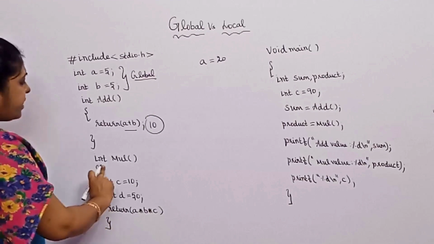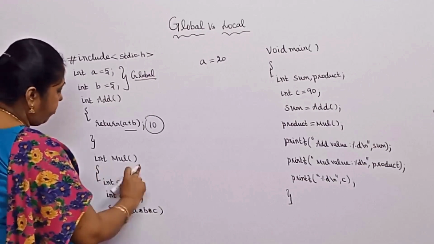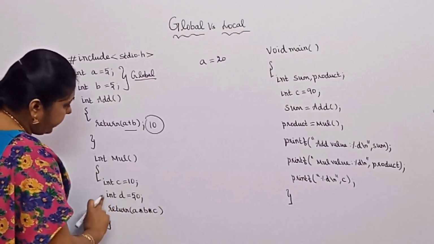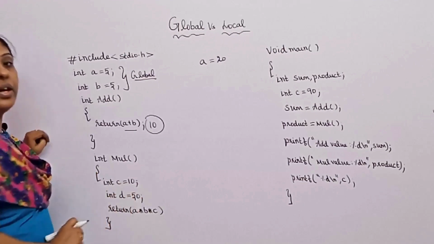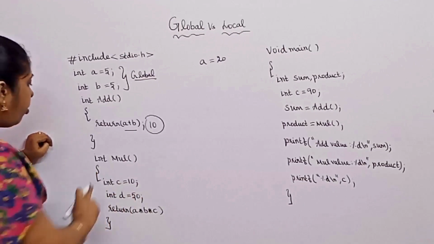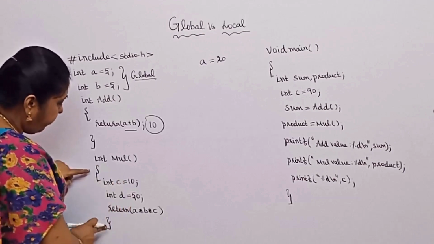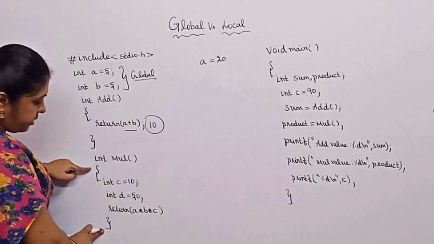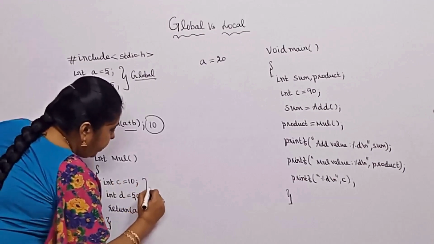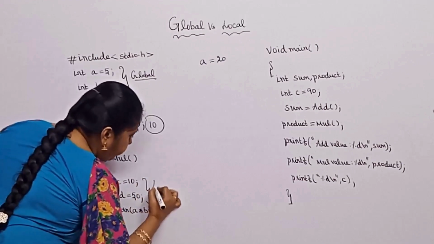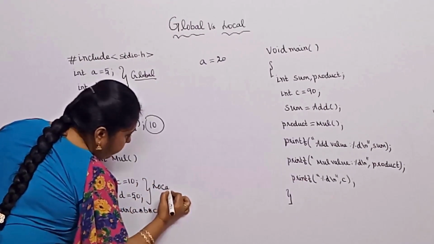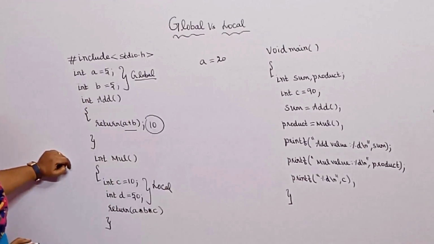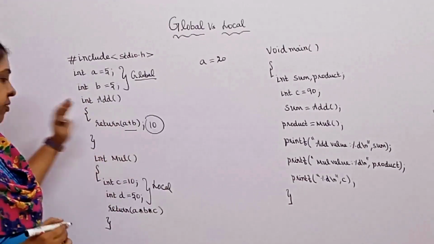Okay. Next, integer multiplication, integer mul, in which we have declared integer c equal to 10 and d equal to 50. Both of these variables are declared within the function. See the open braces and the closed braces. So these two are called the local variables for the multiplication function.